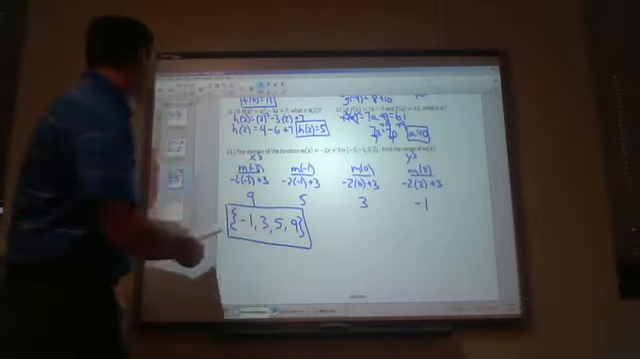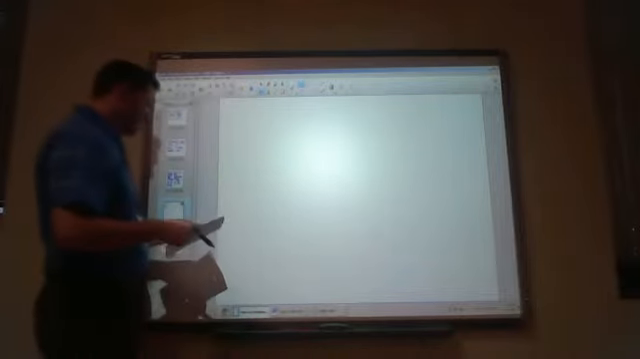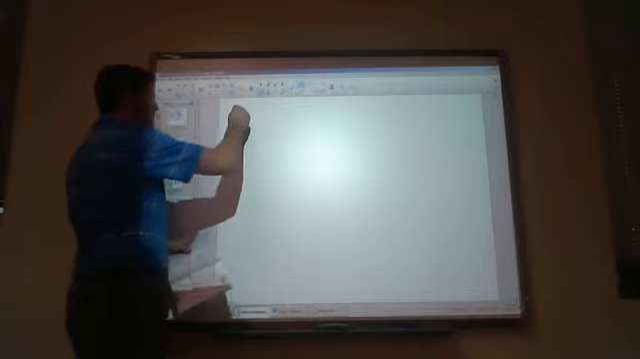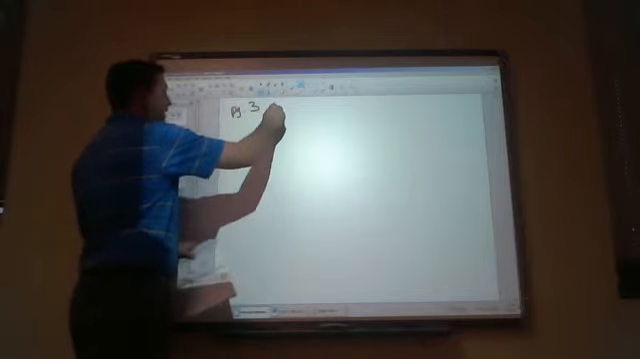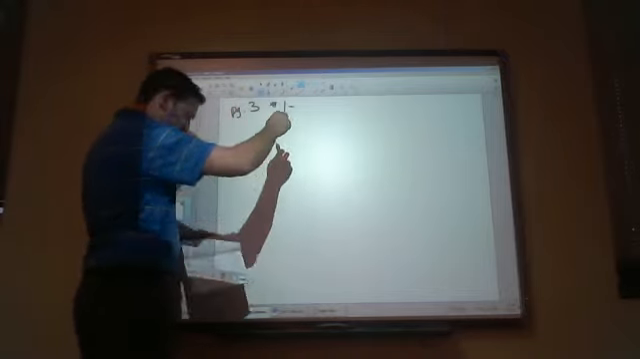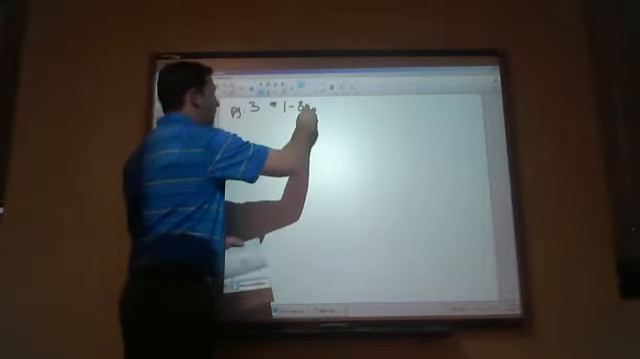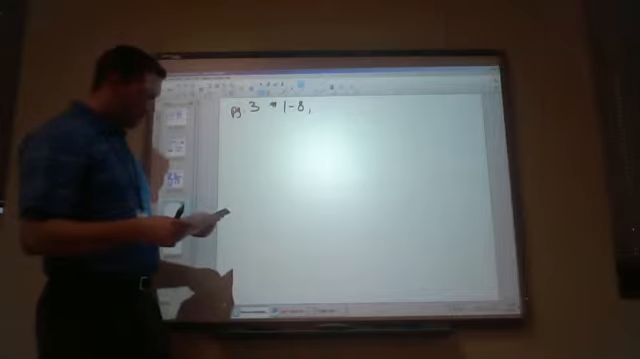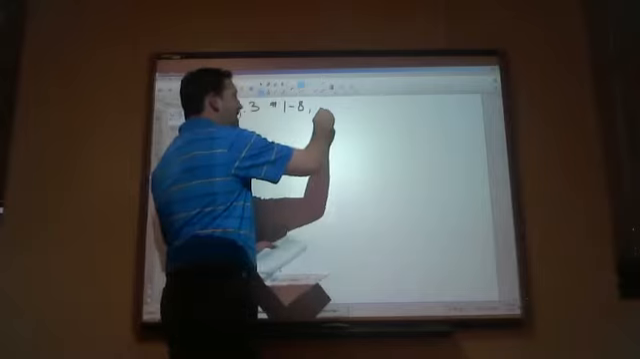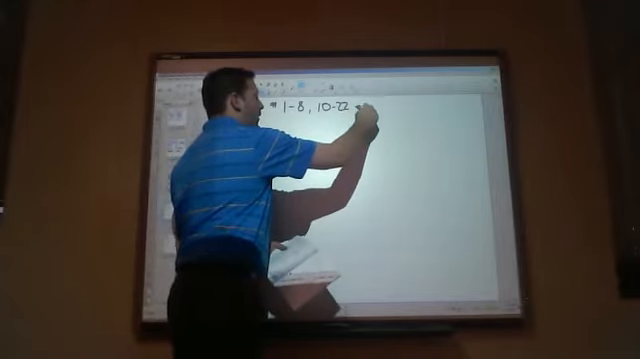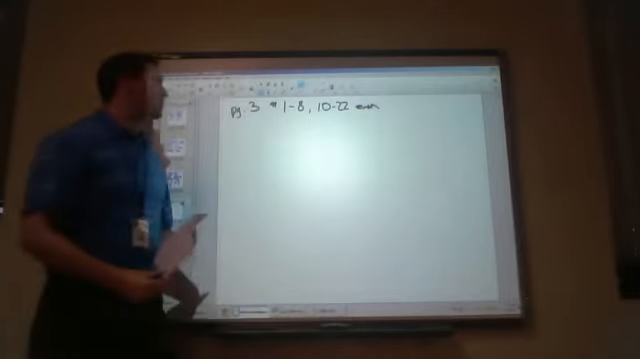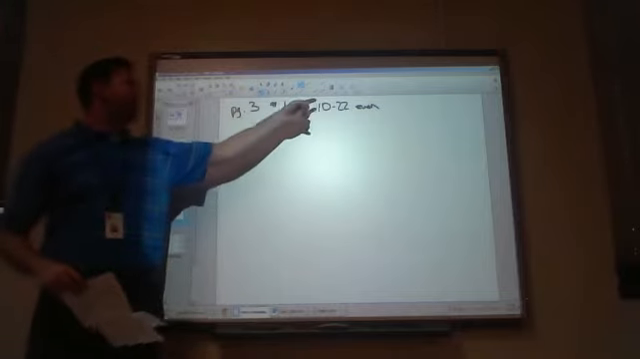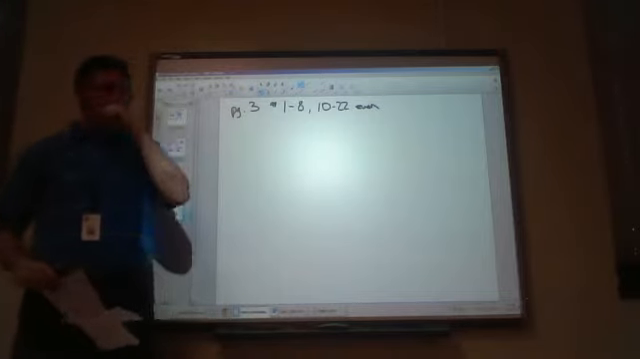So let me just kind of share with you the problems that you're going to be working on, and then we'll go through and we'll talk about them. So it is going to be questions, so page 3, and it's going to be questions 1 through 8. And then it is going to be 10 through 22 even. All right, so it's going to be questions 1 through 8 and then 10 through 22 even.